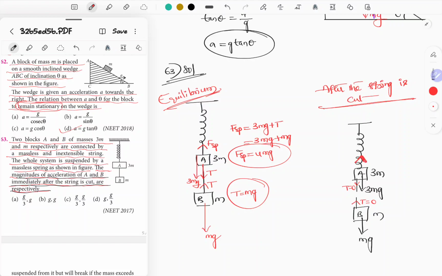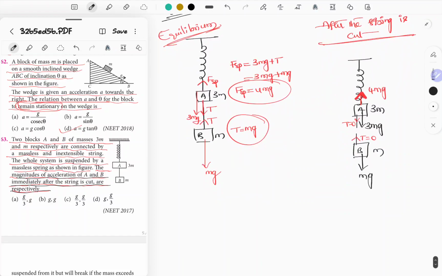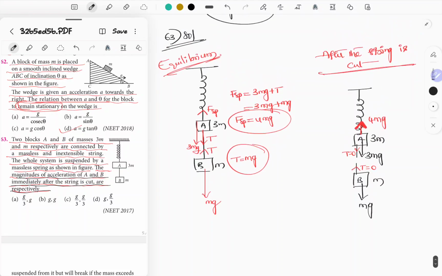So whatever the spring force which is present just before the cut of the string, just after the cut of the string the spring force is going to be the same, and it is equal to 4 mg. This is the only key point that you have to understand. The spring force stored just before and just after the string cut is going to be the same, which is equal to 4 mg.